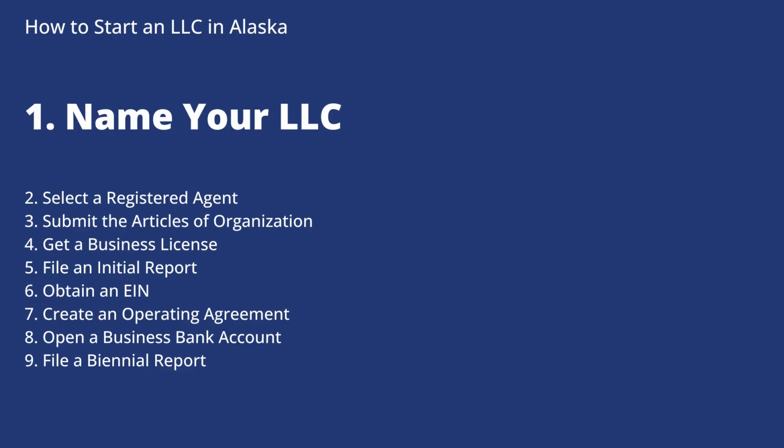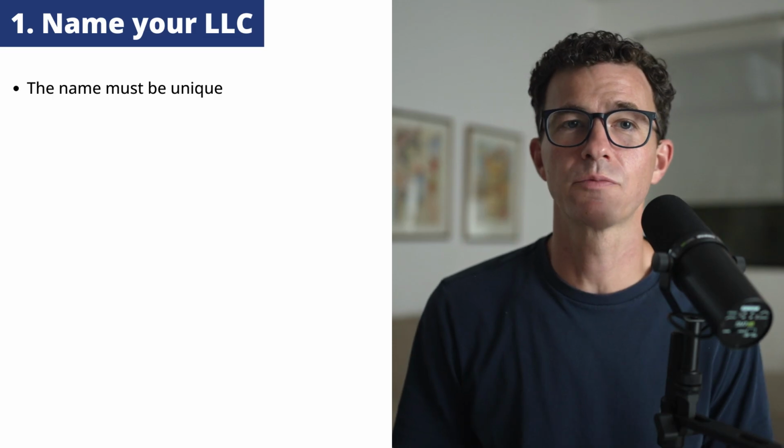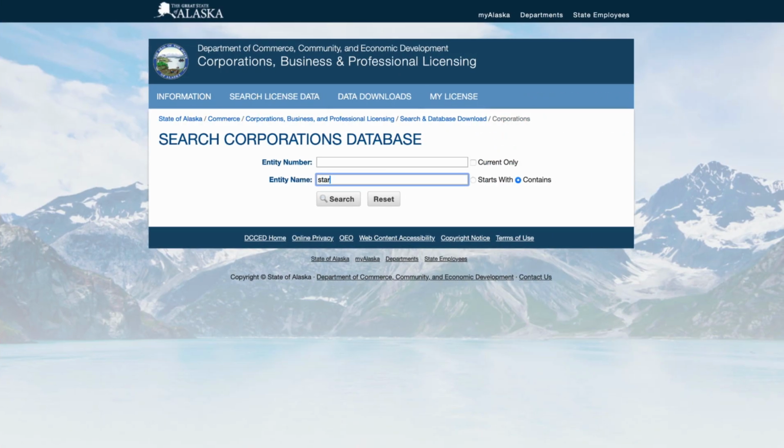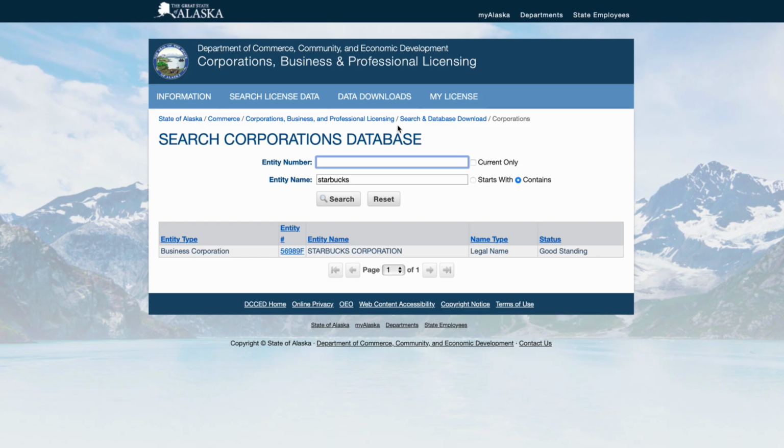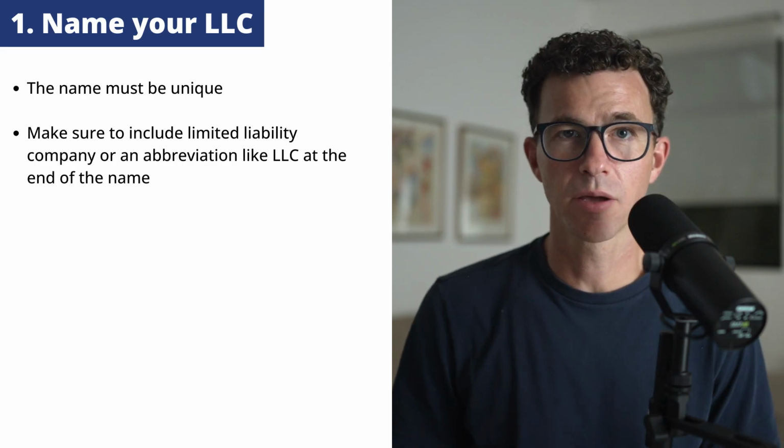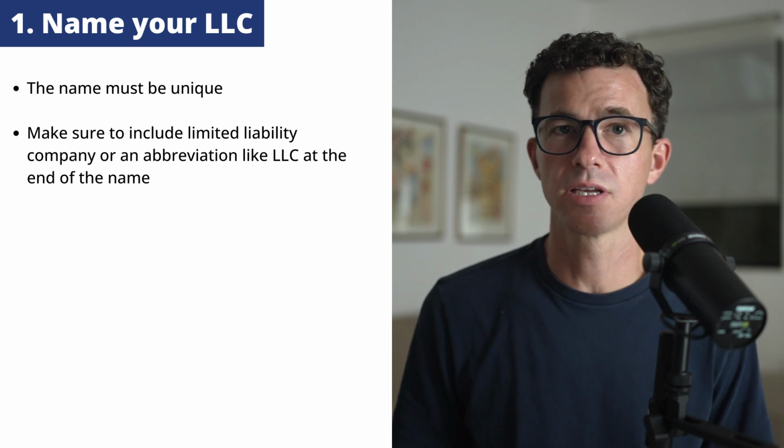Step 1, name your LLC. The most important thing when choosing a name for your business is that it's unique. To make sure the name isn't already being used by another business in Alaska, go to this page on the Alaska Division of Corporations website and type in the name you'd like to use. As you can see, you probably won't be able to name your new coffee shop Starbucks. You must include limited liability company or an abbreviation like LLC at the end of the name.